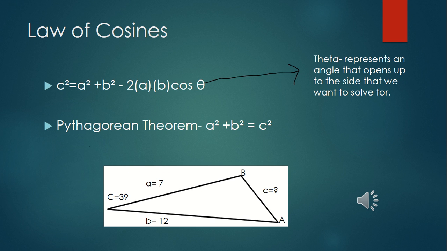And a lot of you may be thinking that this formula looks a lot similar to the Pythagorean theorem, which is a squared plus b squared equals c squared. It is similar, but it's not going to get us the answer that we wanted. So we're going to just focus on the law of cosines theorem.